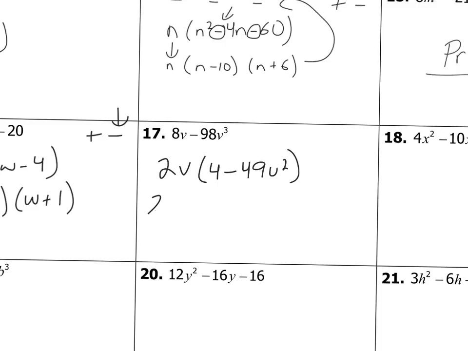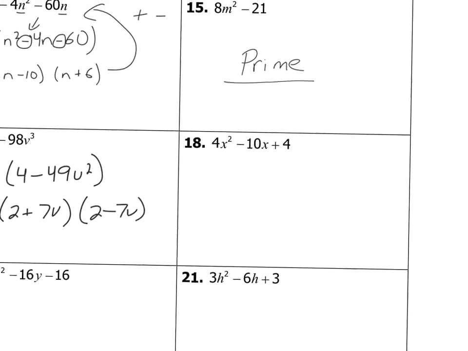So this would be 2v on the outside, and then 2 plus 7v, and then 2 minus 7v. And that would be it. Check it using FOIL. If you want to double check your work, I always recommend it on the test.